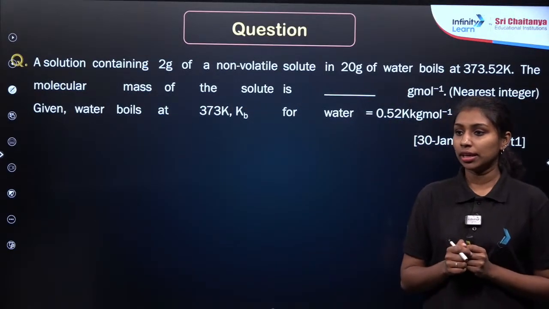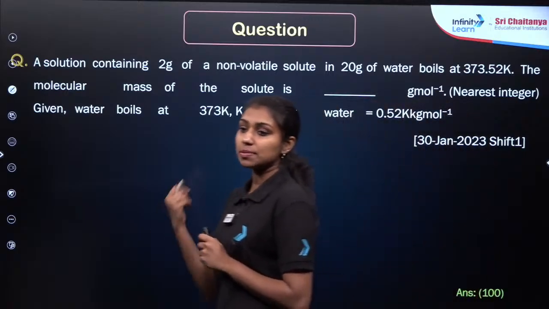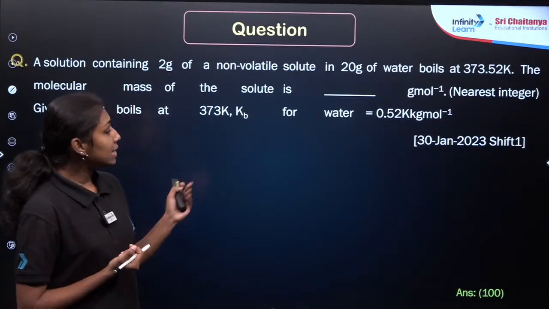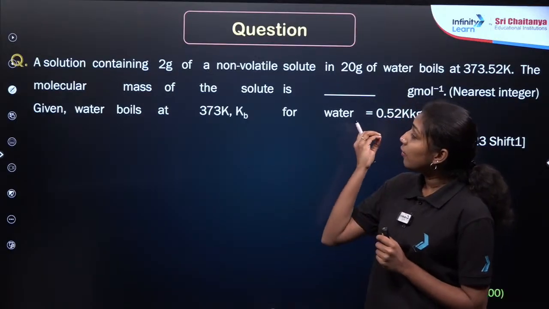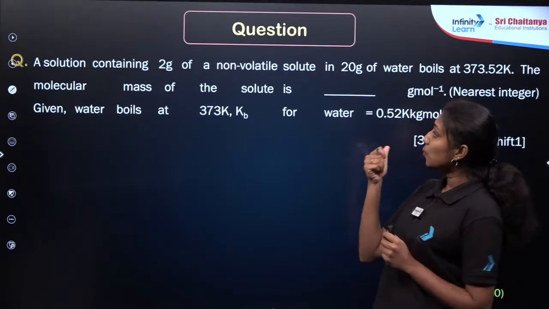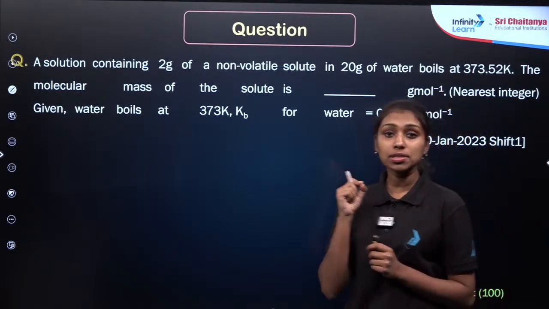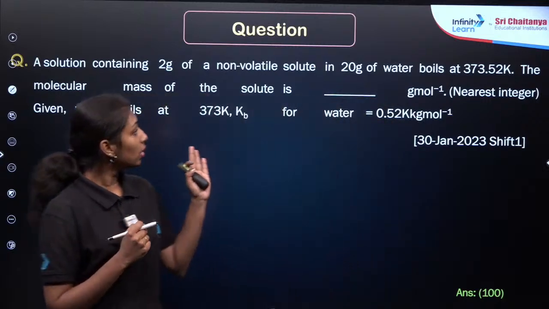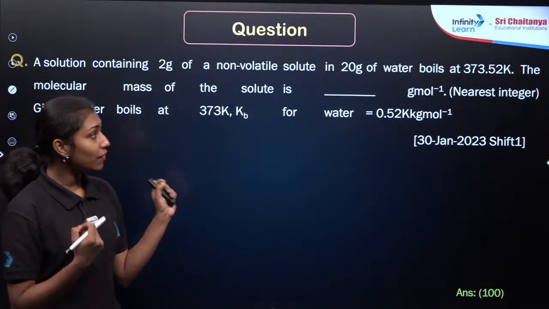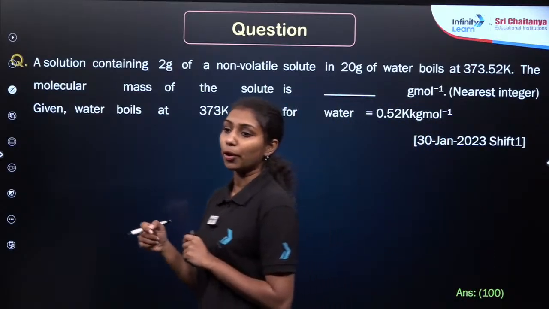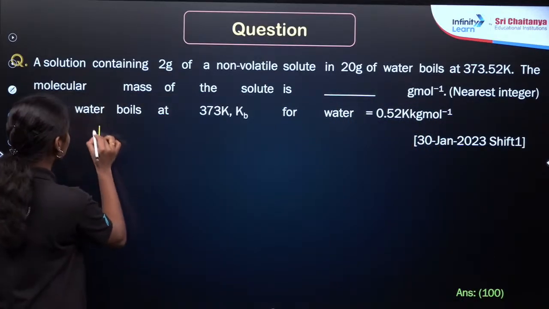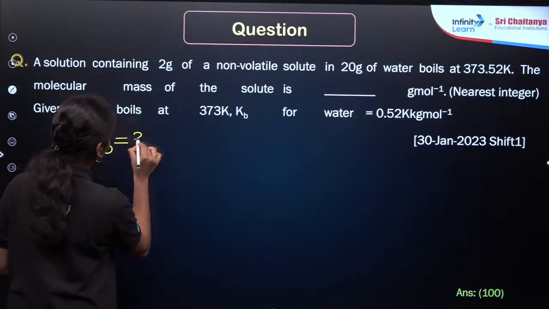Yes. So how we can solve this? It is related to the delta TB value, right? Elevation in boiling point. So it is given as whenever 2 gram of a non-volatile solute is added to 20 gram of water, it boils at 373.52 Kelvin, which means that TB value is given as 373.52 Kelvin.